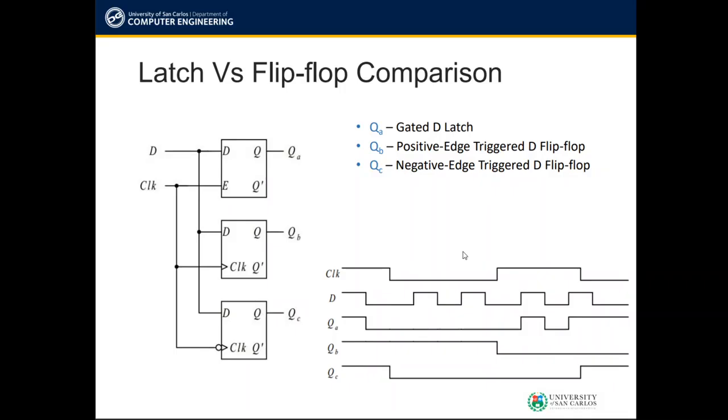So let us compare this one in your comparison here. You have here the gated D latch for this Q. Basically this is your D latch, and then the other two here are your D flip-flop. One is positive, one is negative because it has the bubble in the clock side. We want to compare the outputs of these three, given that they have the same inputs of your clock and the inputs.